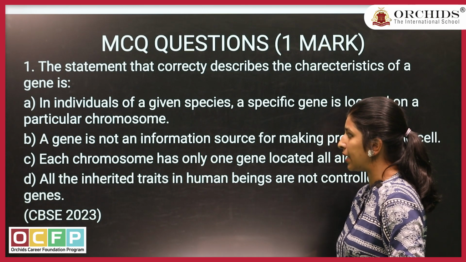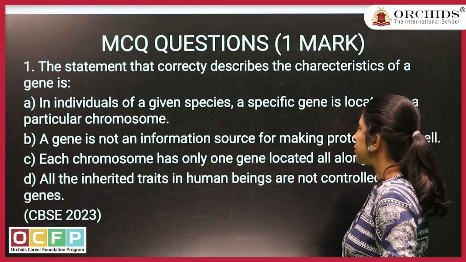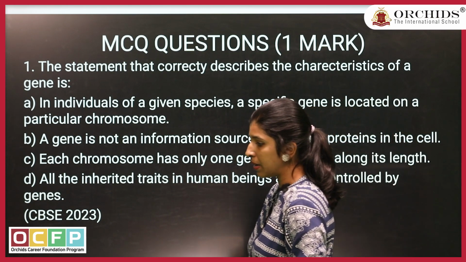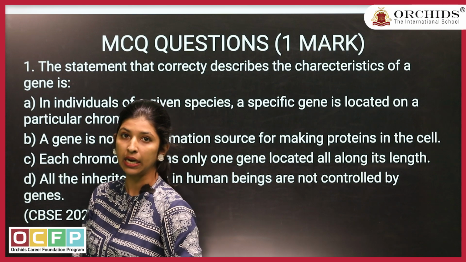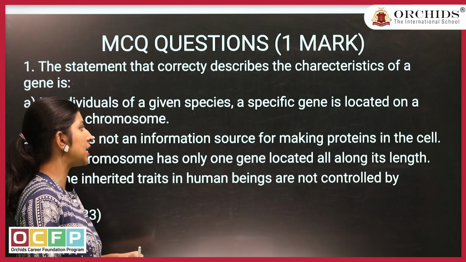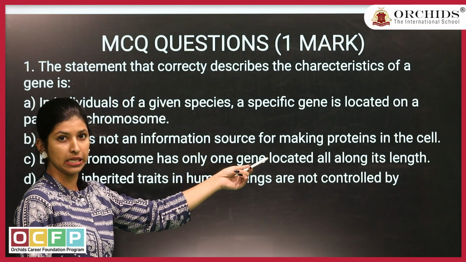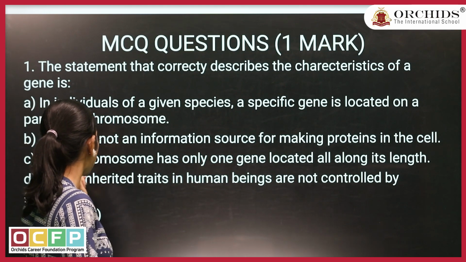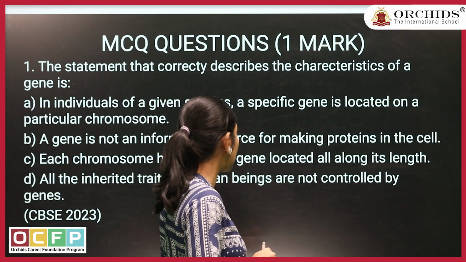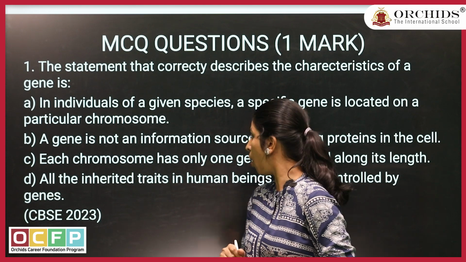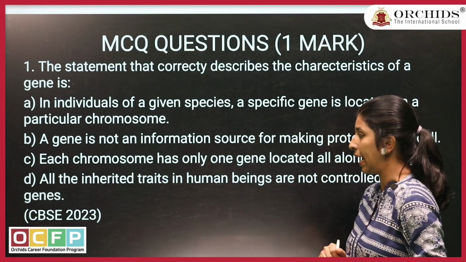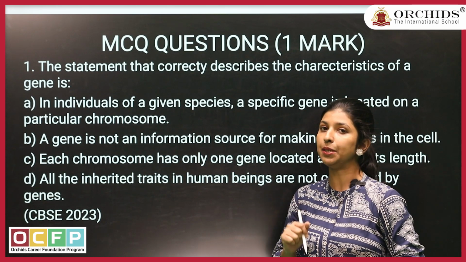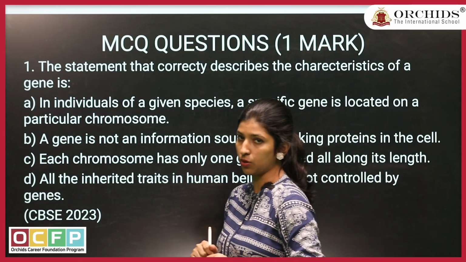The second statement is, a gene is not an information source for making proteins in the cell. This statement is wrong because we know that a gene actually carries the information source for the protein synthesis by the cell. And the third statement is, each chromosome has only 1 gene located all along its length. This statement is also wrong because we know that there are multiple genes in one single chromosome.